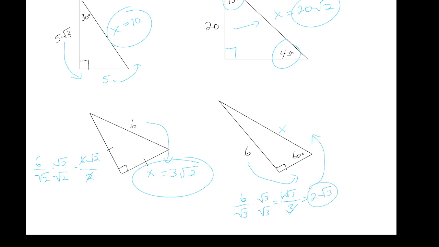To go from short leg to the hypotenuse, you multiply by 2. So 2 rad 3 times 2 is 4 rad 3. And that is my answer. So this is how we solve these, utilizing the properties of special right triangles.